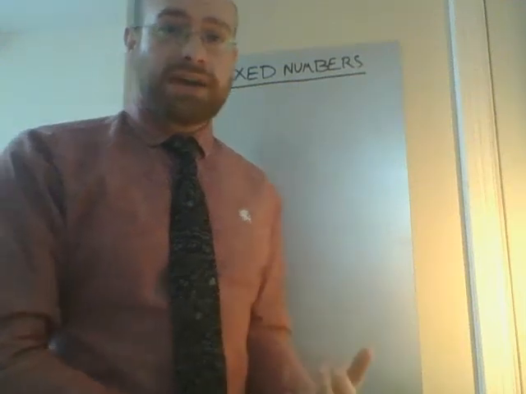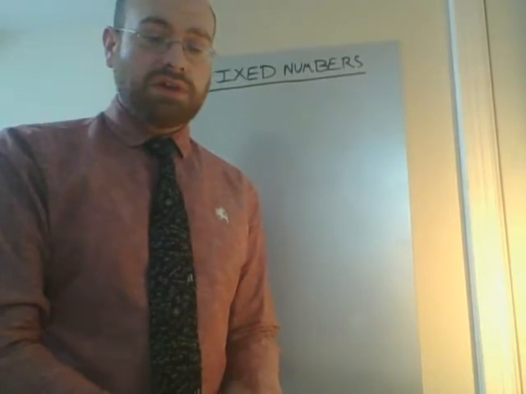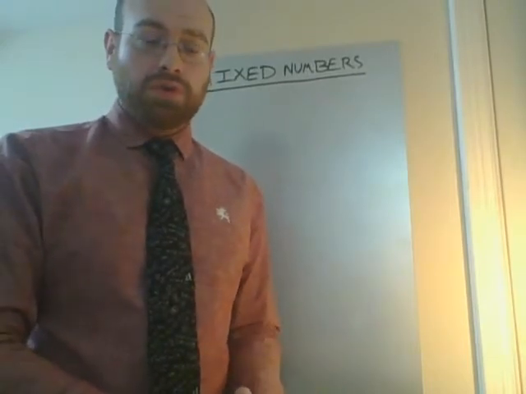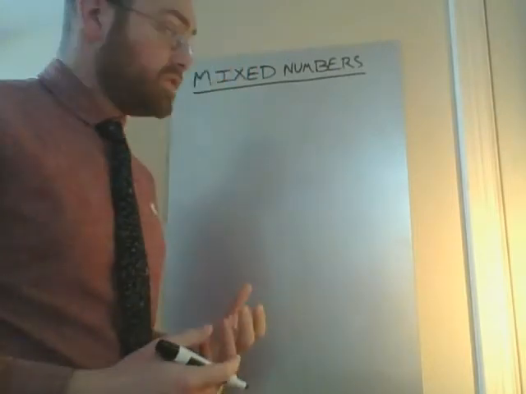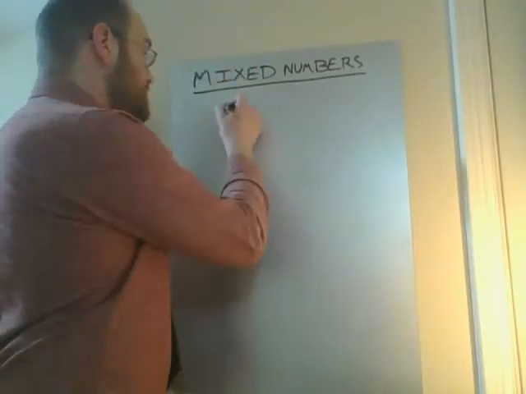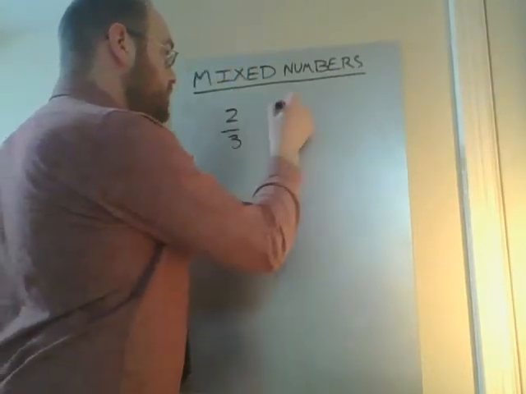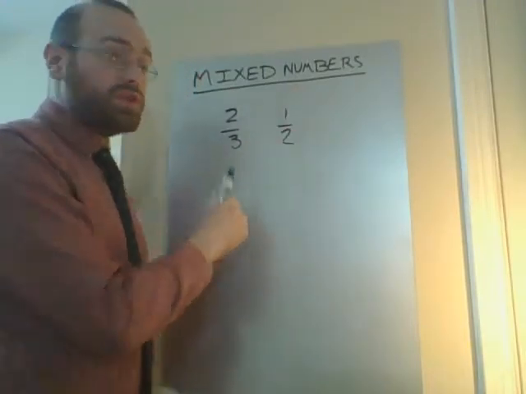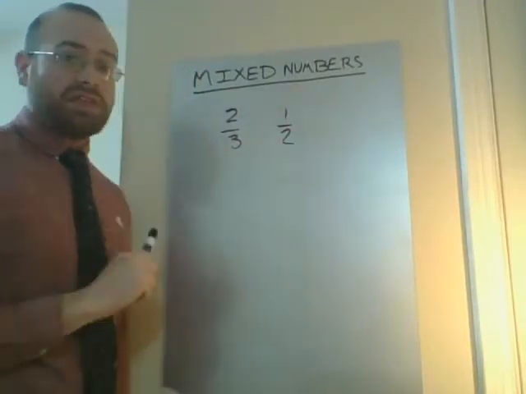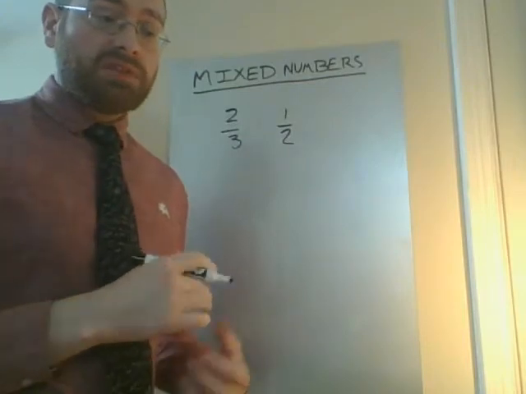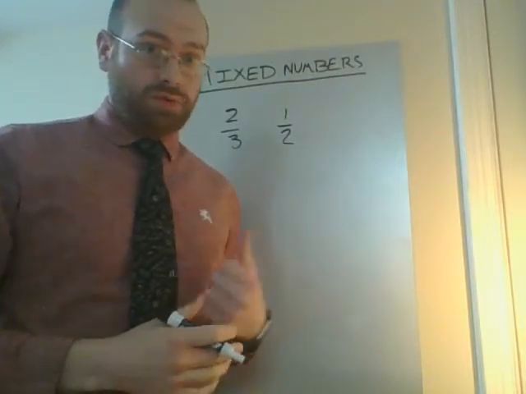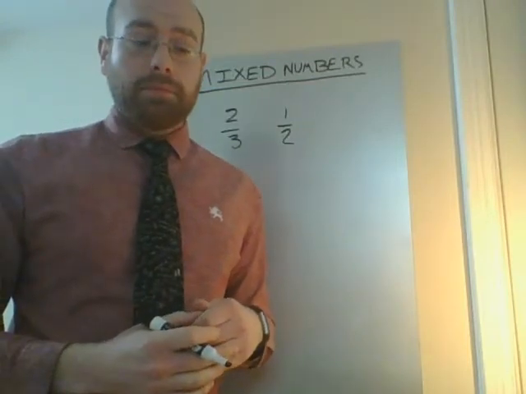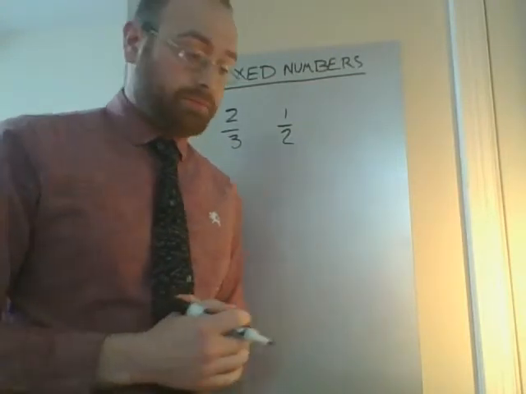There's a special type of reducing fractions that results in a mixed number. So I want to take a moment to talk about what those are and where they come from. So far, we've only looked at fractions like 2/3 or 1/2, where the numerator is less than the denominator. These fractions can be reduced, and these are reduced fractions, but they're always going to be a fraction.